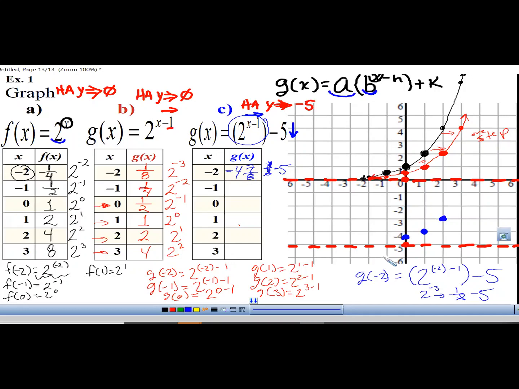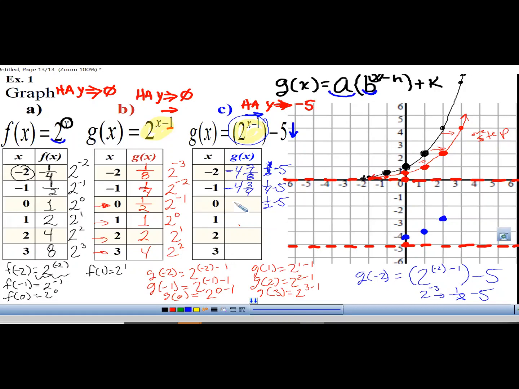Now I showed you the work. However, if you notice, isn't this inside of the parentheses the same as this previous function? Yes. So what do we do at the end only? Subtract 5. So watch. My first value here was 1/8 minus 5. What would be my next value? 1/4 minus 5. What is 1/4 minus 5? -4 3/4.